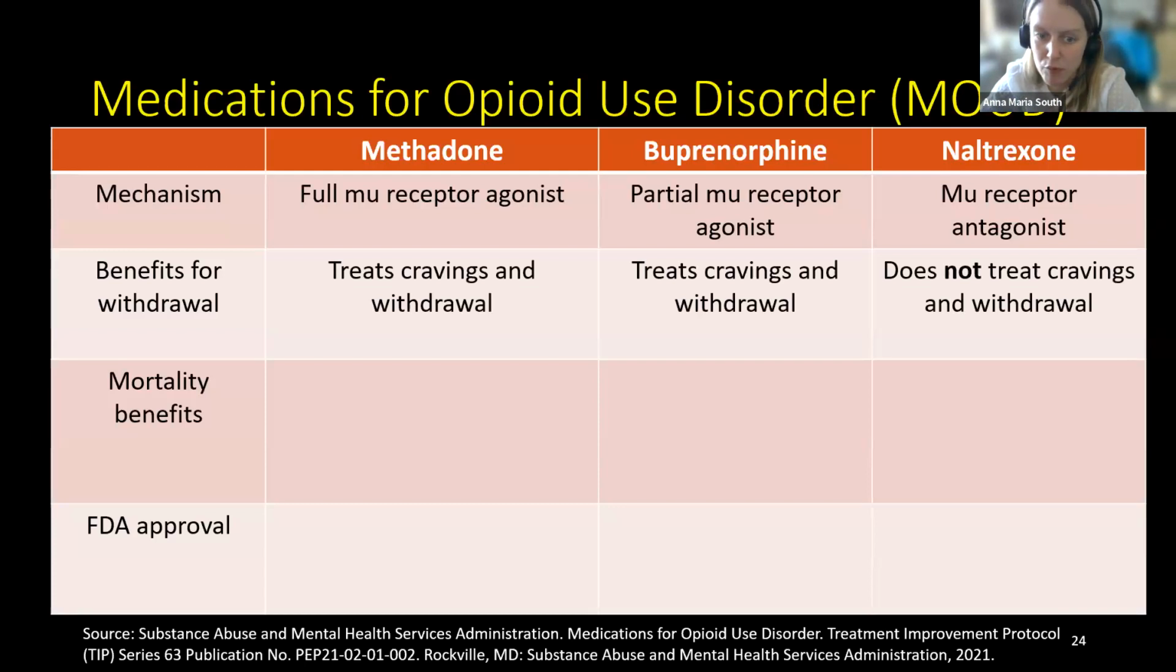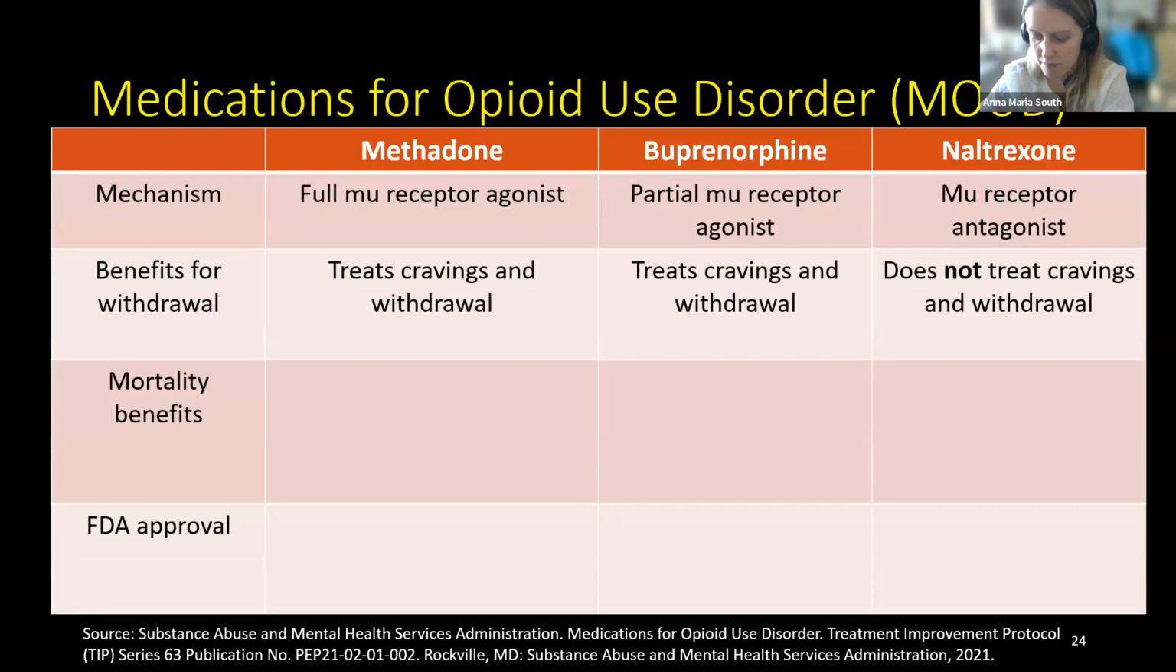Both methadone and buprenorphine treat cravings for opioids and treat withdrawal. Naltrexone does not treat withdrawal. It has mild evidence of treating cravings, but those studies are from countries where buprenorphine or methadone was not allowed. So, for example, Russia is one of the big countries with these studies, and they're not head-to-head trials in comparison.